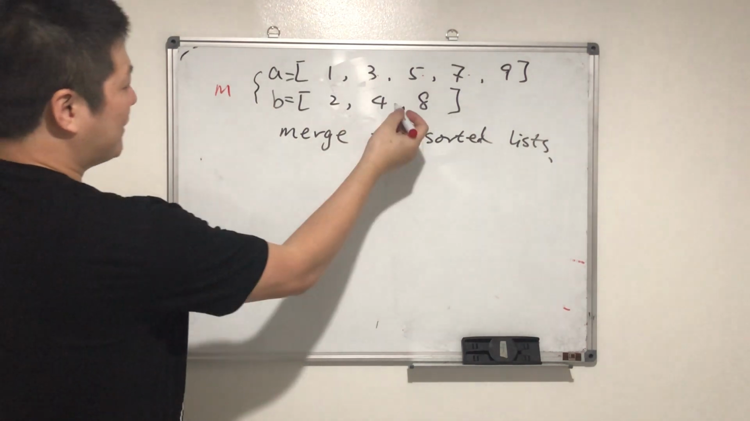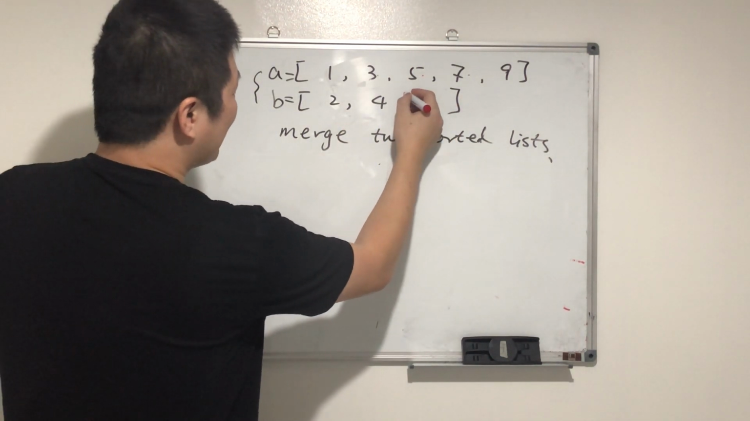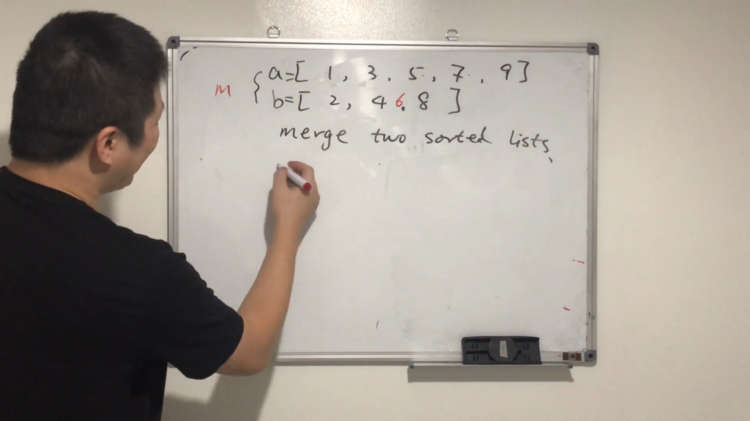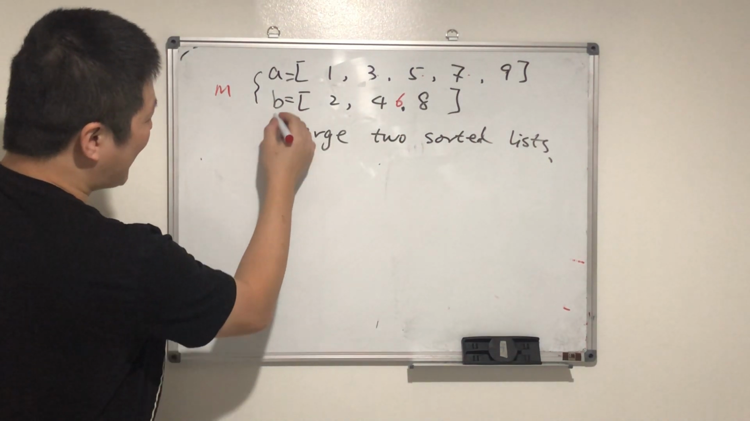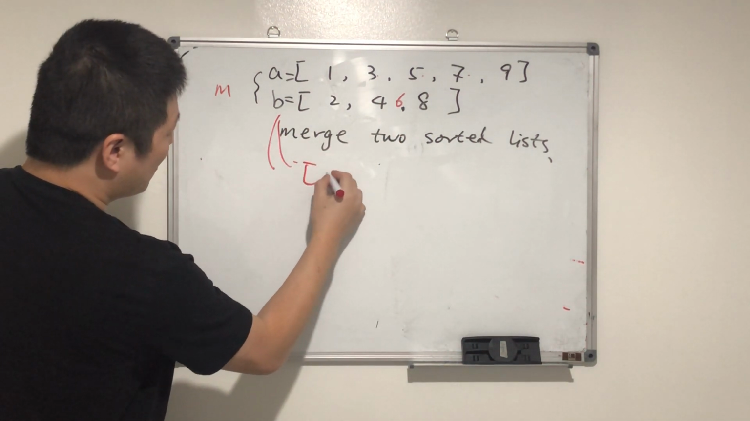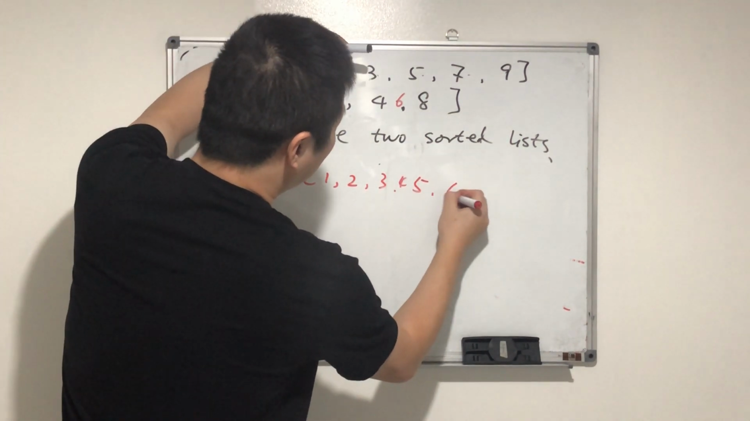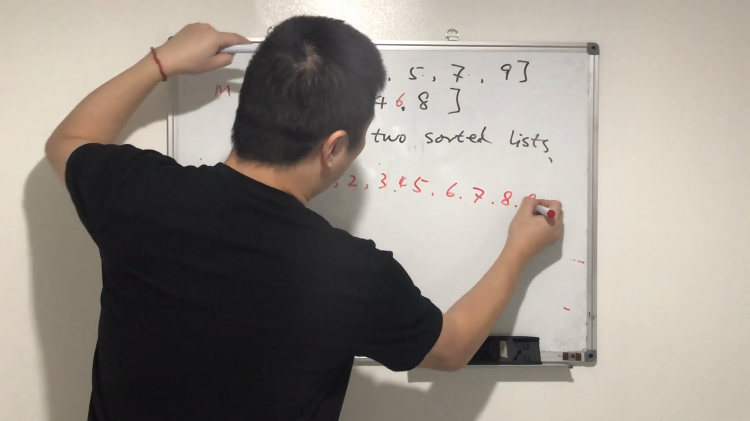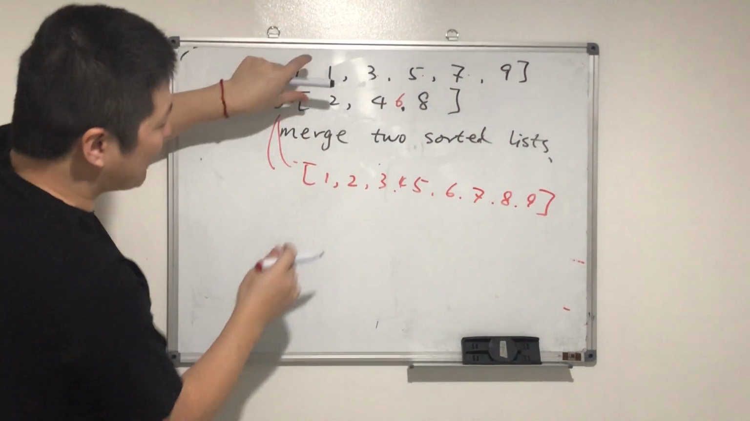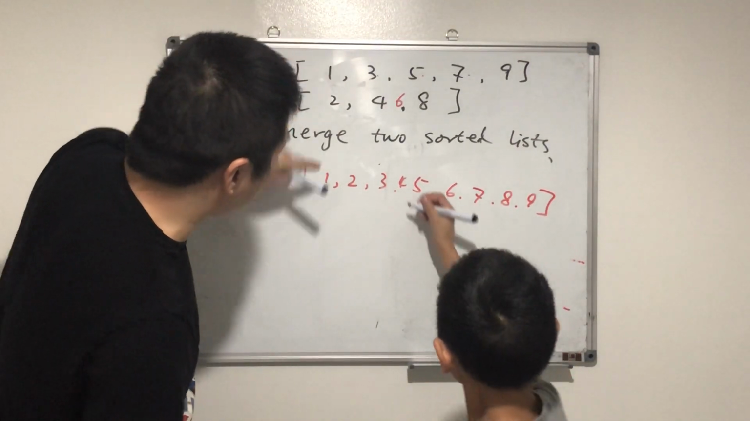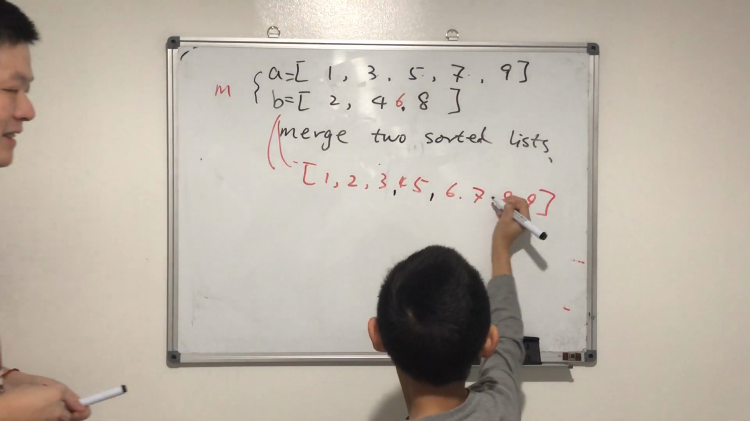Yes, but there's no 6. I was about to say 6. Okay, I missed the 6 here. So the answer would be 1, 2, 3, 4, 5, 6, 7, 8, 9. So you basically take every element from both lists and then make it sorted. Do you understand? Okay.